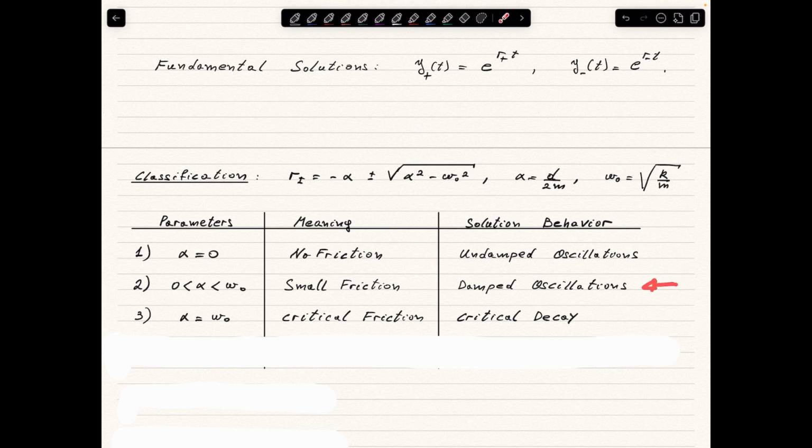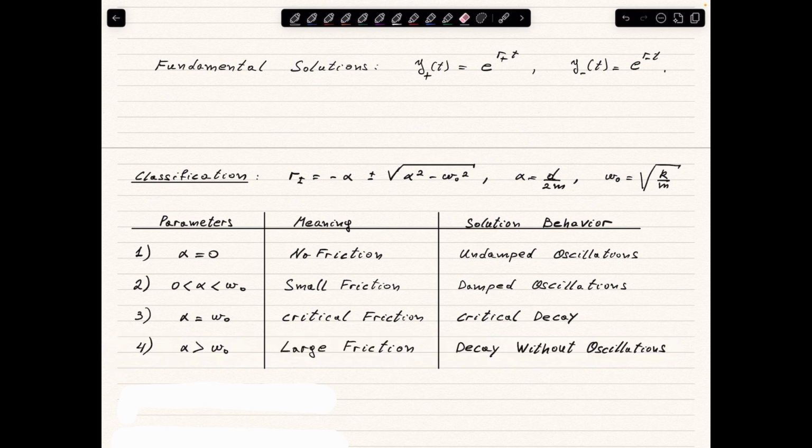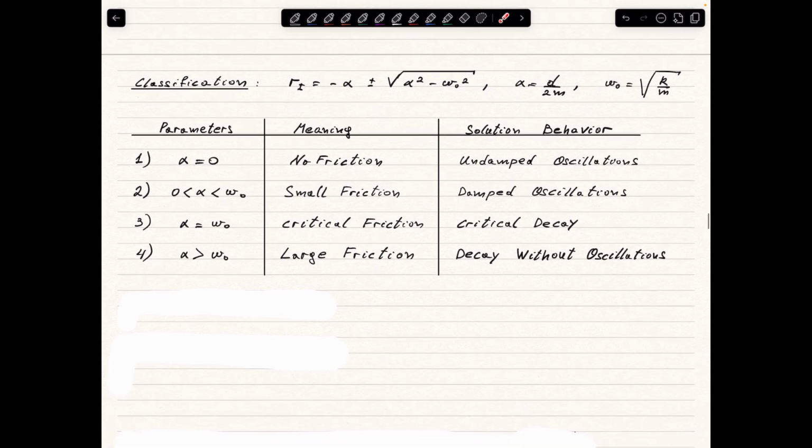this case, or the last case that we are going to see in our classification, is when the friction is large friction, and by large we mean that alpha has to be larger than omega 0, because then what we are going to have here is a positive number, and then we are going to have two real roots, and that is going to imply that the solution decays without oscillations. So this is the summary of the classification that we are going to introduce right now.